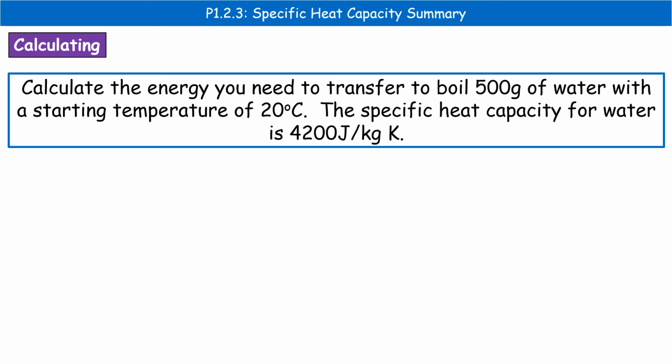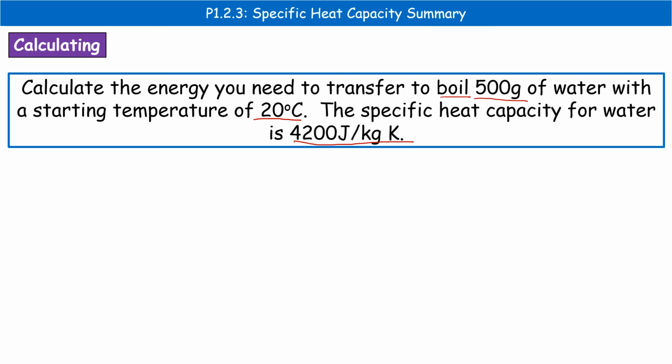Now, our calculation for specific heat capacity will have a question like this. And as always, it's a calculation. That means as we read it, we underline, highlight or circle the key bits of information as we go. Calculate the energy you need to transfer to boil 500 grams of water with a starting temperature of 20 degrees Celsius. Specific heat capacity for water is 4,200 joules per kilogram degree Kelvin.